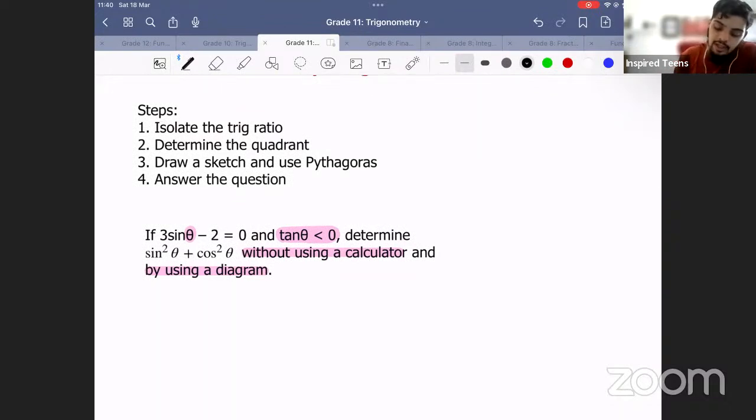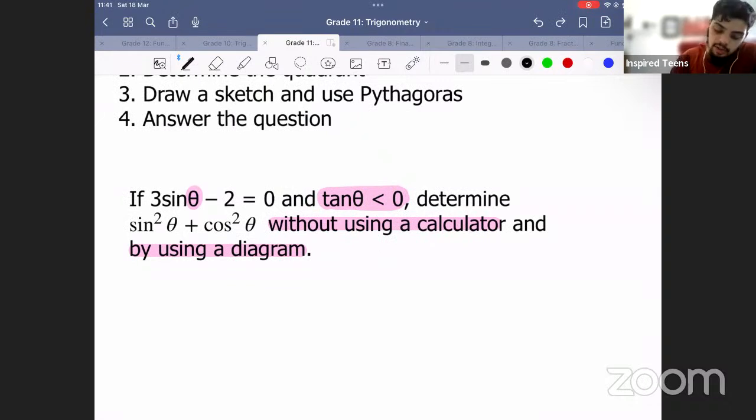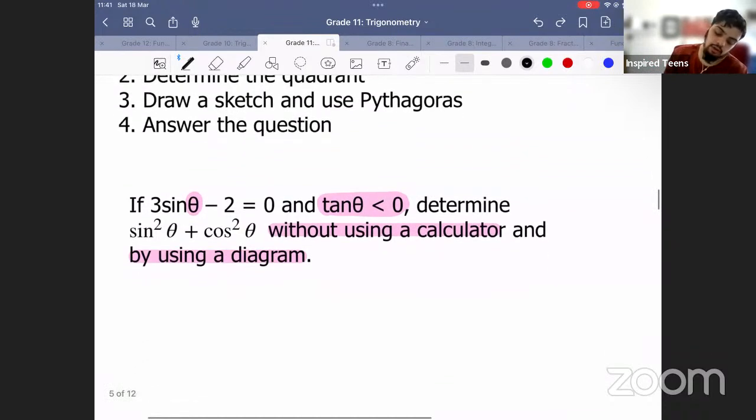The first is to isolate the trig ratio. So what does it mean to isolate the trig ratio? It means they're going to give you an equation like they do here. Let's read the question. If 3 sine theta minus 2 is equal to 0 and tangent theta is less than 0, determine sine squared theta plus cos squared theta without using a calculator and by using a diagram. This is what we refer to as a trig ratio: your sine, cos, and tangent.